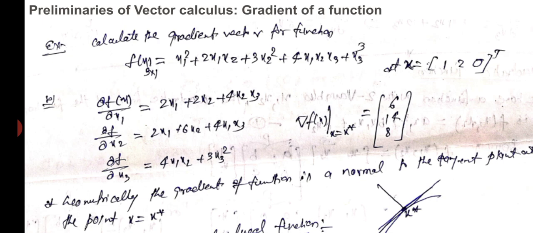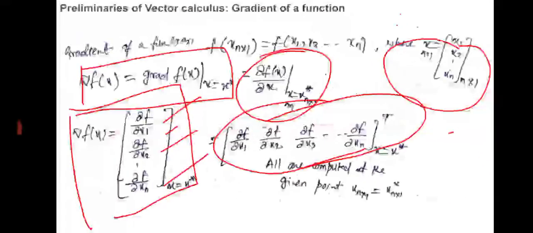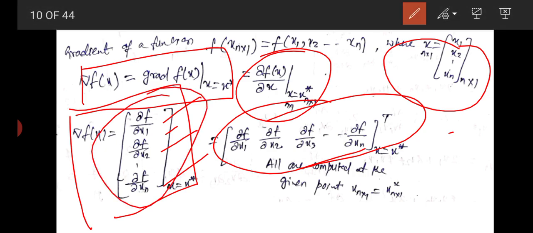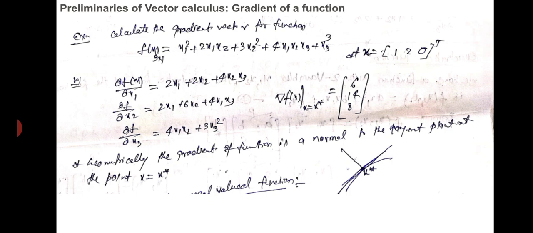So now how is it calculated? We know the gradient is calculated with the help of this formula. Applying this formula, differentiating f(x) with respect to x1, we get 2x1 plus 2x2 plus 4x2x3. Differentiating f with respect to x2, we get 2x1 plus 6x2 plus 4x1x3. When f is differentiated with respect to x3, we get 4x1x2 plus 3x3 square.